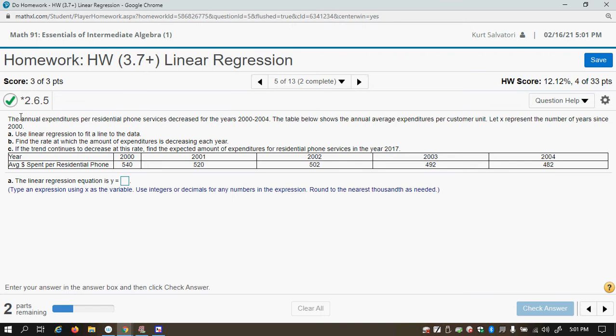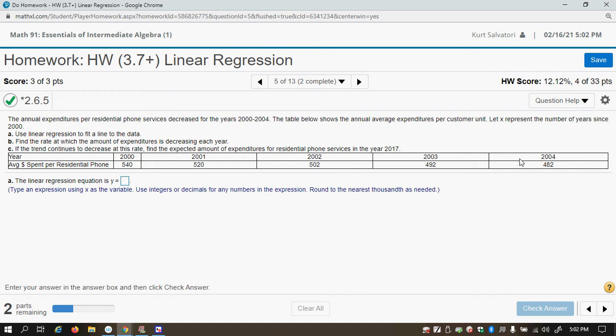And so let's read this. It says the annual expenditures per residential phone service decreased for the years of 2000 and 2004. The table below shows the annual average expenditures per customer unit. Let X represent the number of years since 2000. This is very important here. They want you to use linear regression to fit a line to the data. So you need to copy this data down.